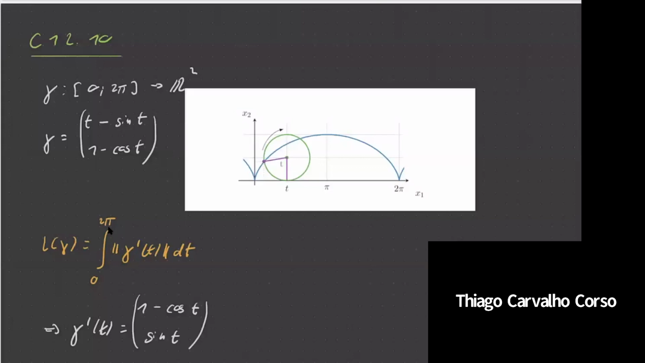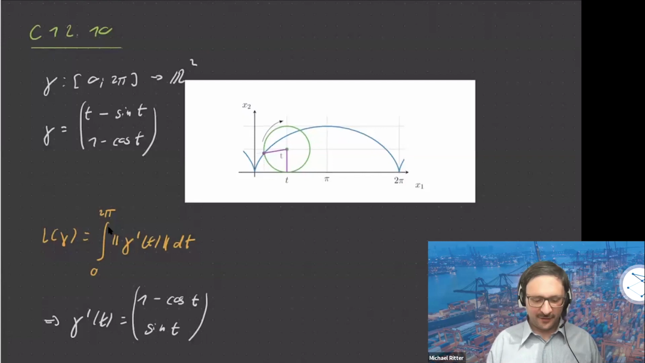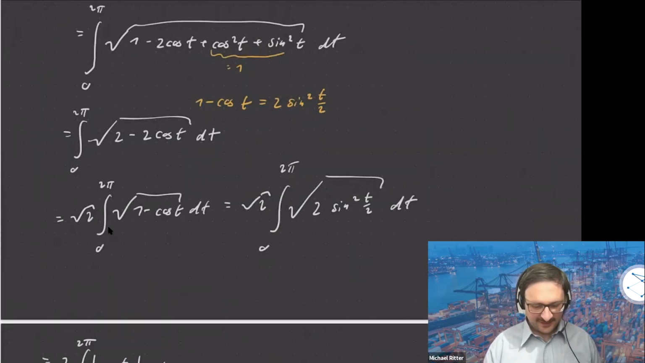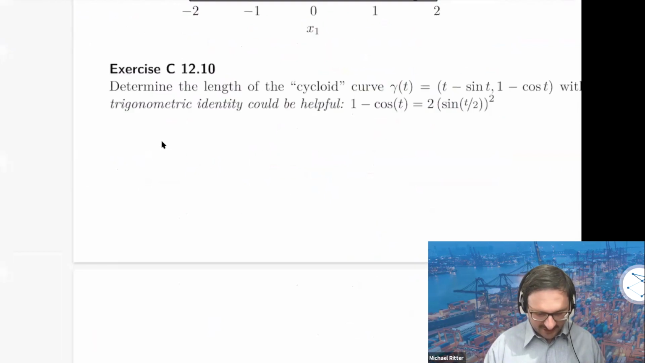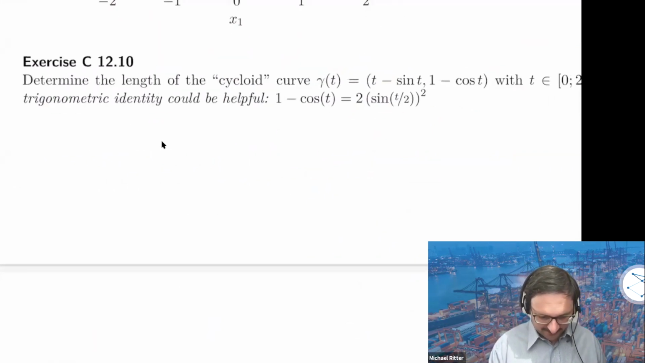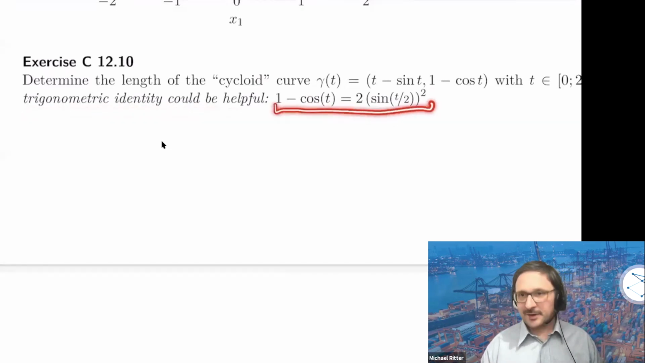Yes, someone asked if you could explain how the replacement of 1 minus cosine of t works. Well, basically you just use the identity I gave you. If you have a look at the sheet, let's scroll back a little, it says precisely, here we have it. It says this trigonometric identity could be helpful, and there it is, right? So I wouldn't expect you to know that.